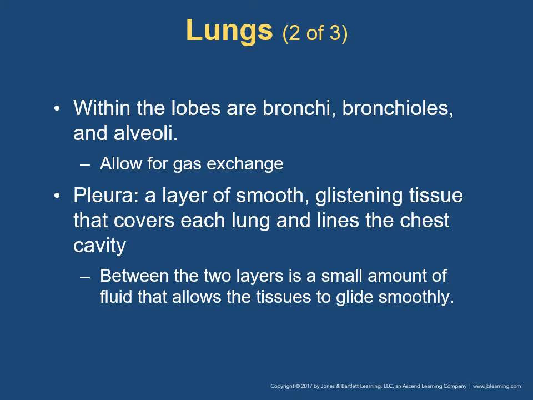Within the lobes are the bronchi and bronchioles, which end in small grape-like sacs called the alveoli, and that is where the gas exchange of oxygen and carbon dioxide occurs. The pleura is a layer of smooth, glistening tissue that covers each lung and lines the chest cavity. Between the two layers is a small amount of fluid that allows the tissues to glide smoothly.